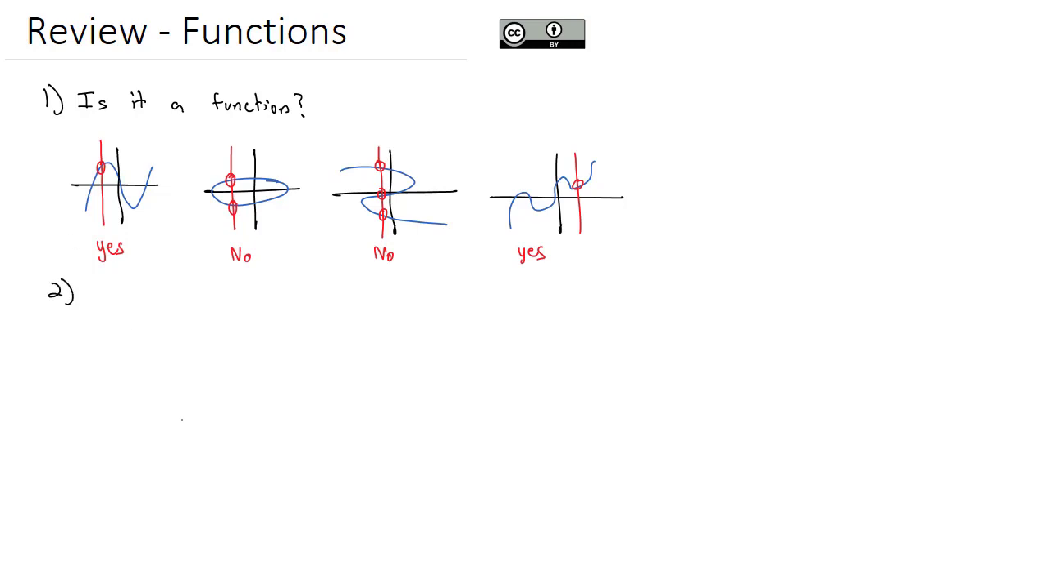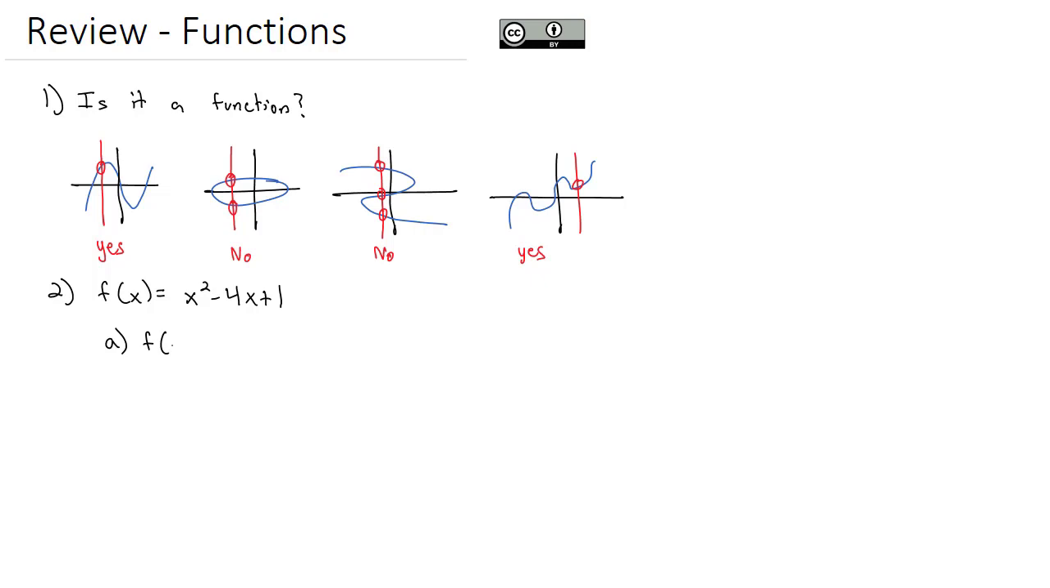Once we got comfortable with this idea of a function being every input has at most one output, we could start looking at functions like f of x equals x squared minus 4x plus 1. And then we could evaluate various inputs on the function.